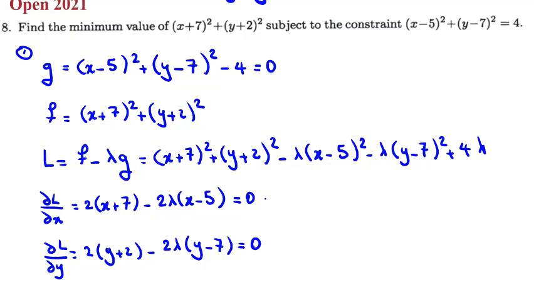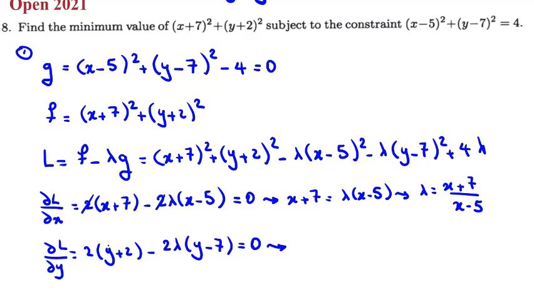Now let's see what we can do here. We say lambda equals what? You can cancel these two. Let me write it first here. If we cancel these two, x plus 7 equals lambda times (x minus 5). So lambda is (x plus 7) divided by (x minus 5). Maybe you say, okay, if x is equal to 5, then what happens? If x is equal to 5, then this is 0, and here it will be 12, a contradiction.